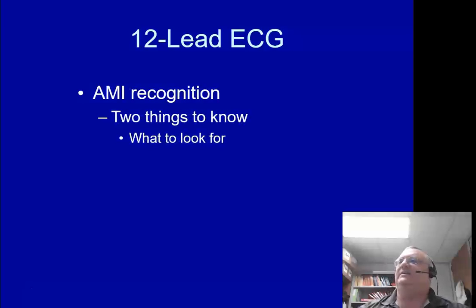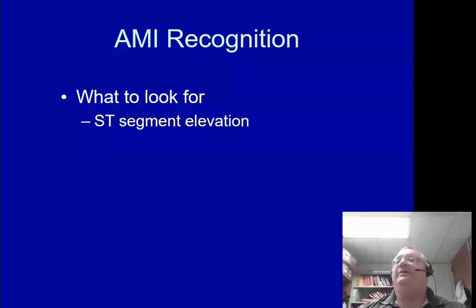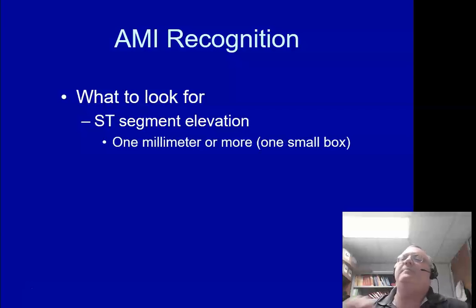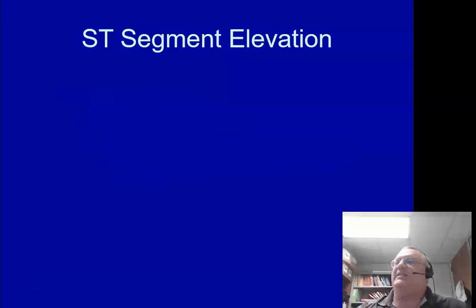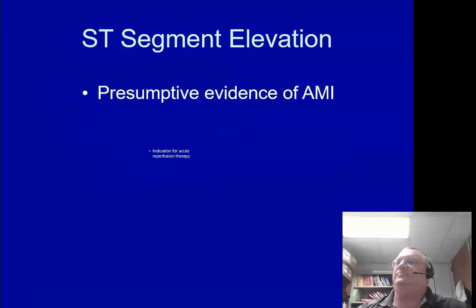So how do I know if the person's having a heart attack? There's two things I need to know: what to look for and where you are looking. And that's where that ISAL thing comes into play. You're looking for ST segment elevation, okay? One millimeter of elevation, one small box, in two or more contiguous leads, okay? In two anatomically contiguous leads, all right? And that's where that little chart about ISAL comes into play.